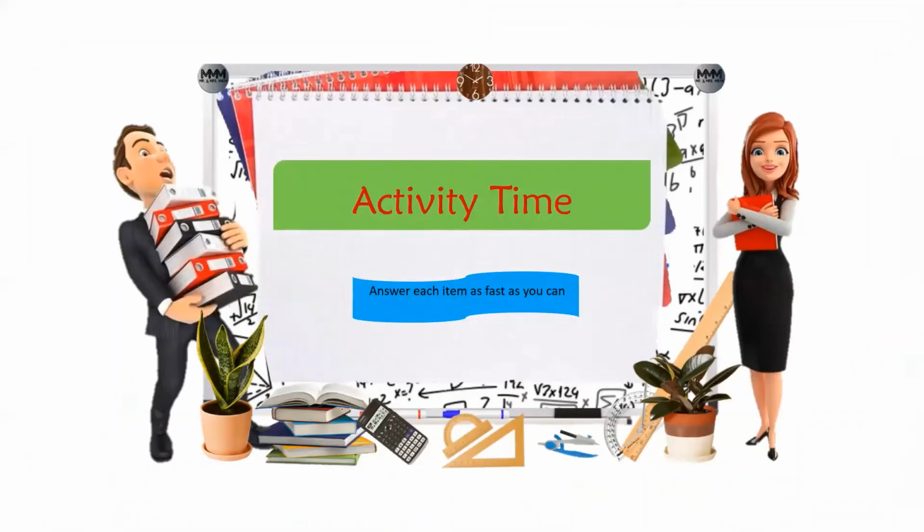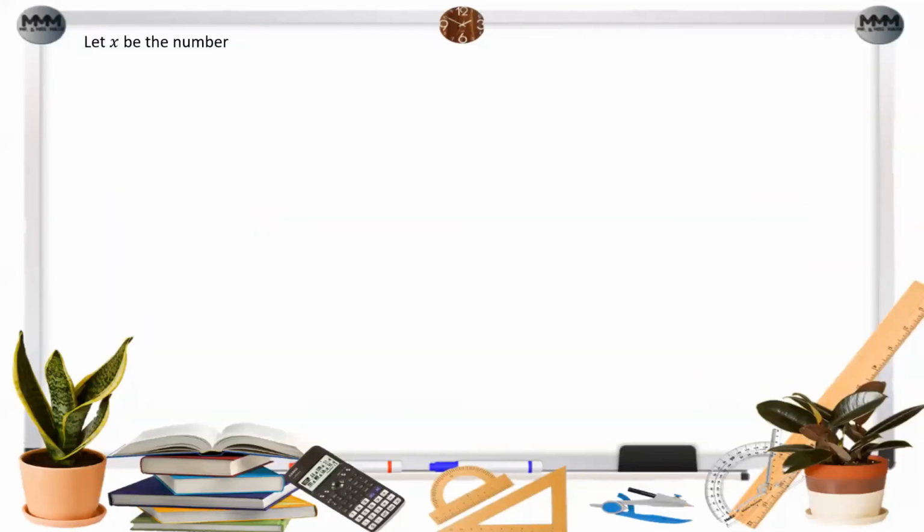It's activity time. Let x be the number. A number minus 54 is 25. Translate this one to mathematical symbols. The answer is x minus 54 is equal to 25. Take note, we have the phrase minus, then a number, we let it as x, and then minus 54 is equal to 25. So that's why we have this answer.